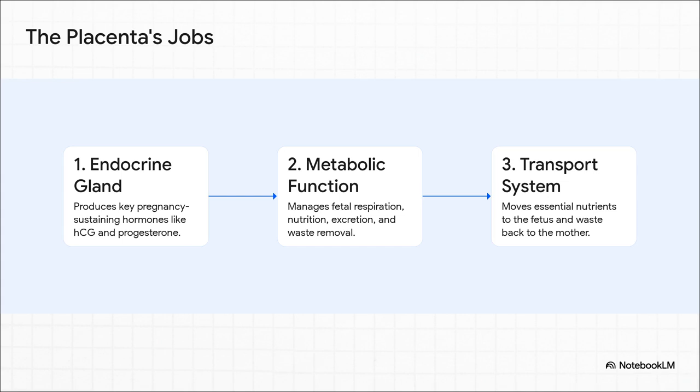Now let's talk about the placenta. It's basically the baby's all-in-one life support system. And while it's super complex, you can break its role down into 3 main jobs. First, it's an endocrine gland, pumping out hormones like HCG, that's what a pregnancy test detects, and progesterone to maintain the pregnancy. Second, it has a metabolic function. It acts as the baby's lungs, kidneys, and digestive system. And third, it's a transport system, moving all the good stuff like oxygen and nutrients to the fetus and carrying all the waste back to mom to get rid of.